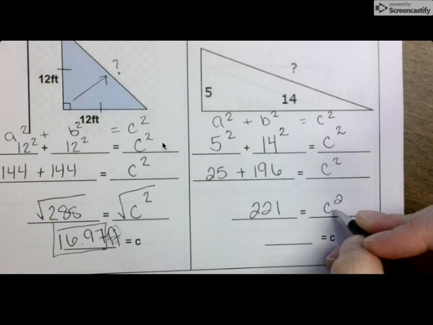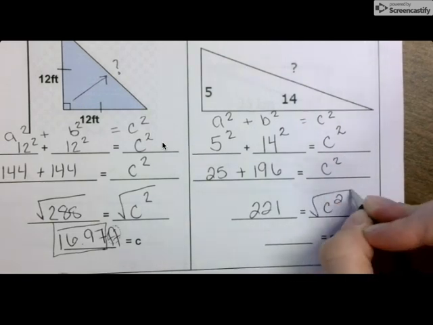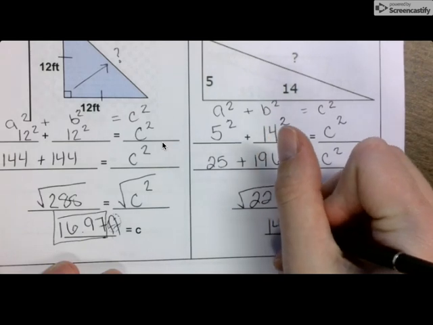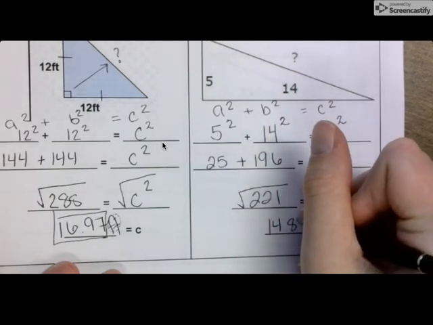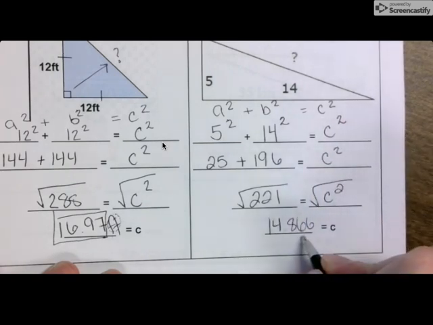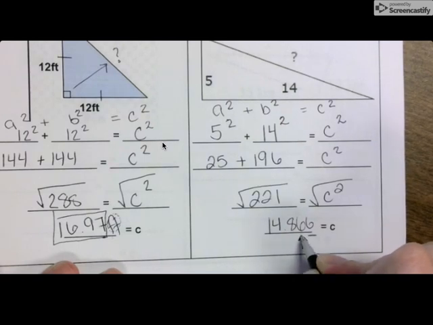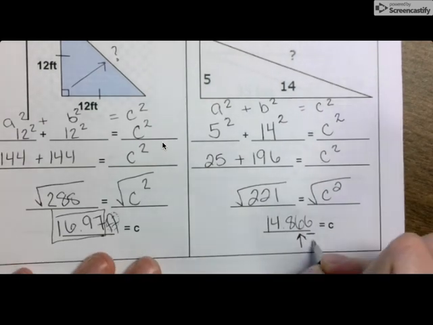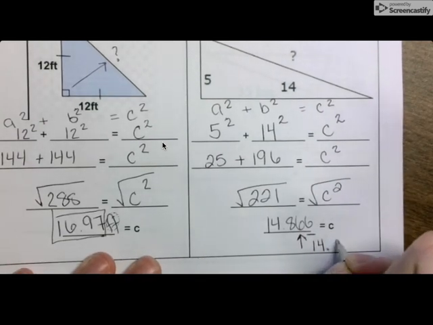How did we undo this last time? Good. Take the square root. And what's the square root of 221? 14.866. I look at this 6 and that helps me to round that one. Would the 6 round up or stay the same? Round up. Good. So this is the final answer of 14.87.